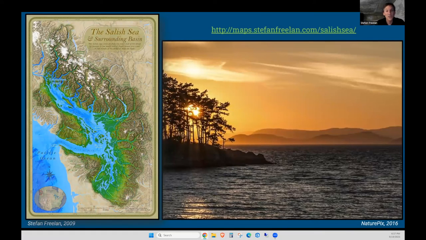Here's the new map, which you can download from maps.stefanfreeland.com/SalishSea.